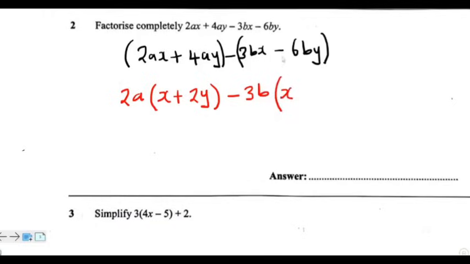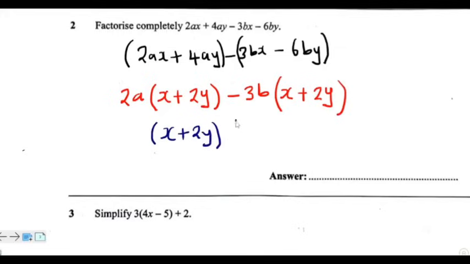Then this negative times this negative gives us a positive. 3 into 6, it's 2. Okay, B and B, it's 1. So it just remains with a Y. Then we cross. So you can see that the terms in brackets are the same. So what you do is just pick one term, which is x plus 2y.